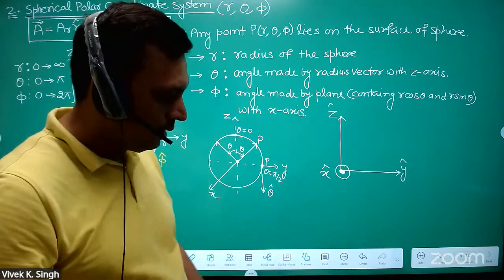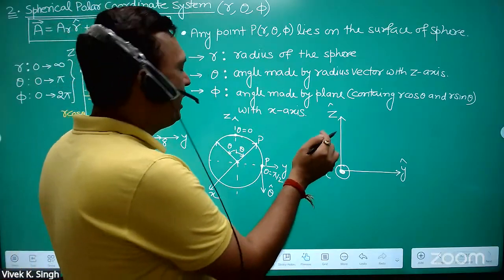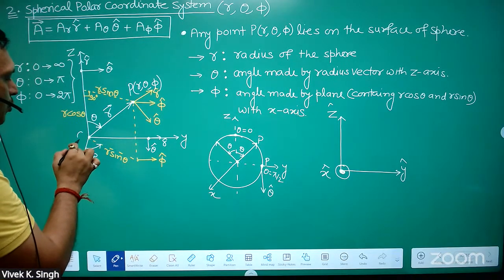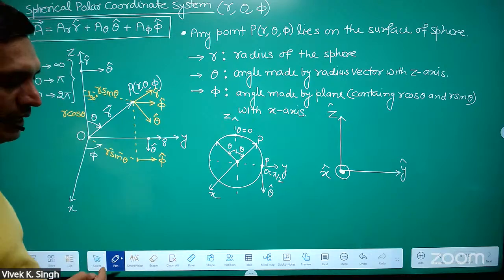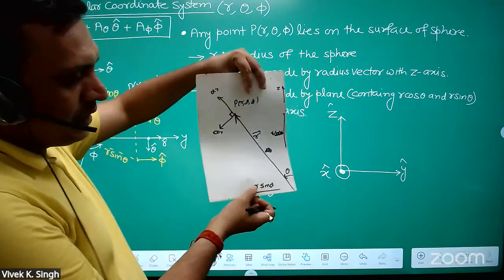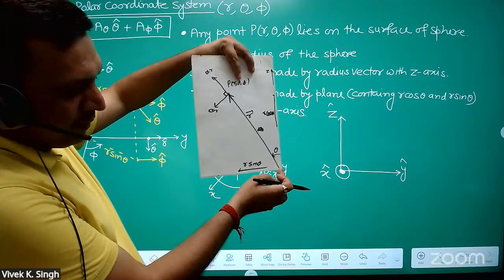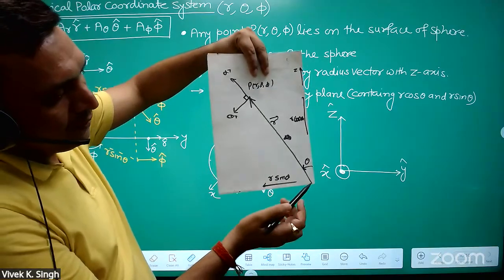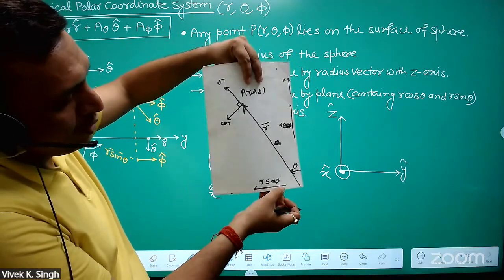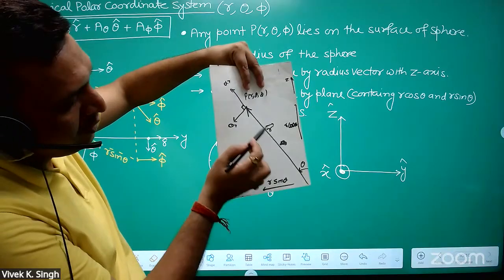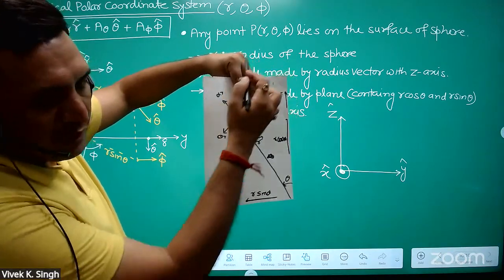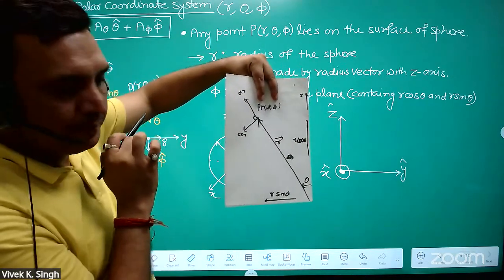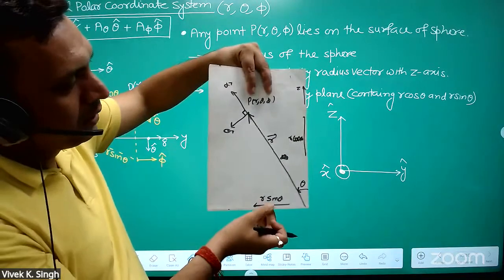Yes, sir. Now see, if you have any point P here, from the origin to point P you will draw a sphere of radius R. So let's just visualize it. Origin is this point, and you have any point P here. You will connect the origin with point P and draw a sphere of radius R, and this point P will always lie on the surface of the sphere. Is it clear? Yes, sir.